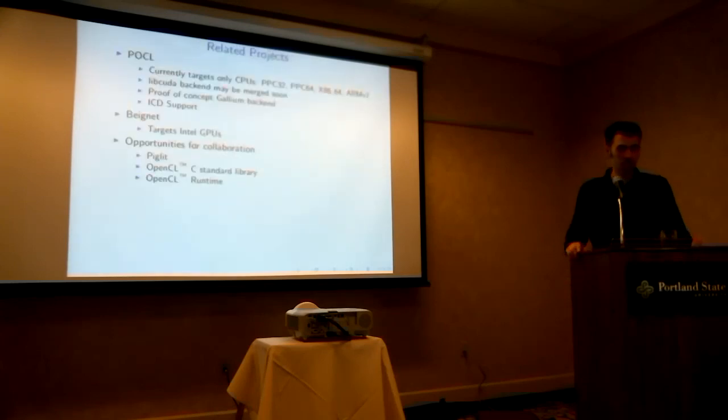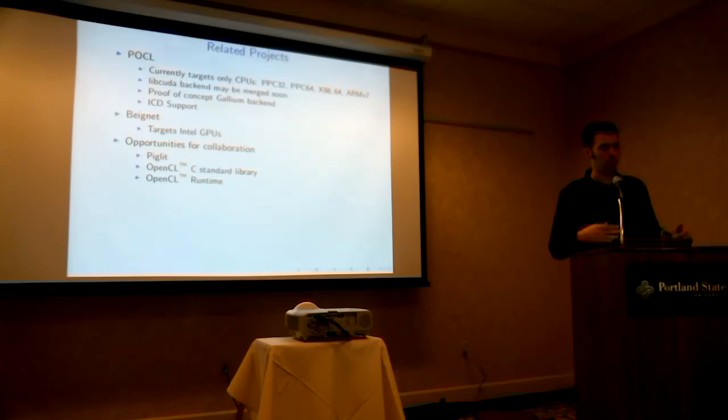Okay, so we're almost done here. Just going to wrap up with some related projects. There's actually two other open source OpenCL implementations out there, which I think is kind of too bad, but each has their own purpose, I guess. The first one is POCL. It basically targets only CPUs right now. You can see the supported CPUs up there, and theoretically it could support anything that LLVM could support. Also, there's been talk recently about adding a libcuda backend to POCL. libcuda is a way to tap into NVIDIA's CUDA implementation, so you can pass it the NVIDIA IR. Then you could use POCL OpenCL and use NVIDIA GPUs as a backend.